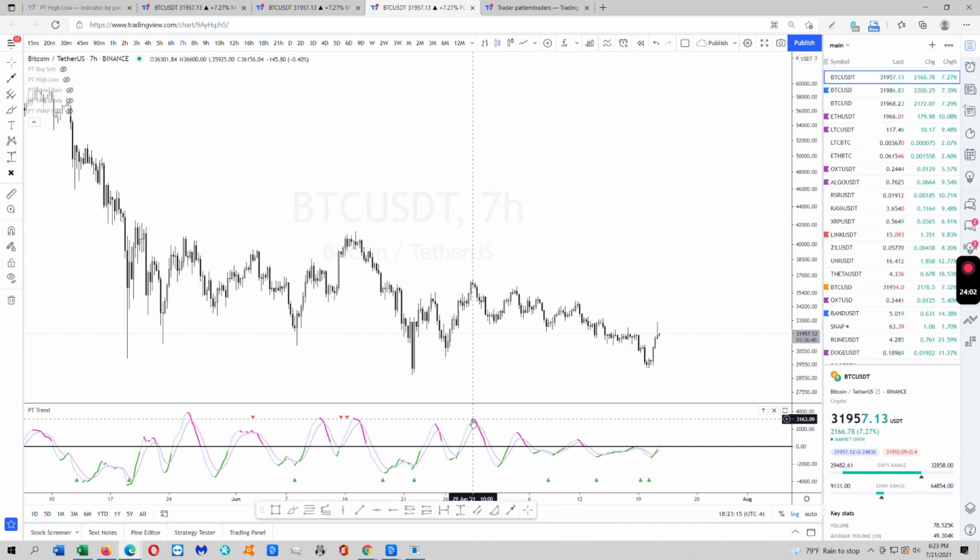Again, blue to red once it flips color, and then blue to green once it flips color, and then you can scalp it to the top side.